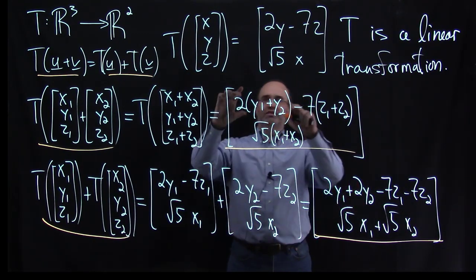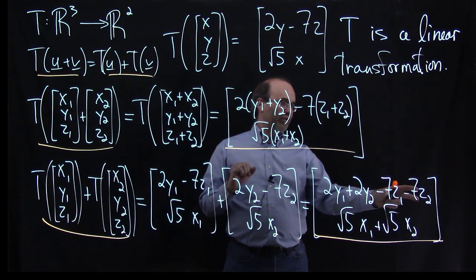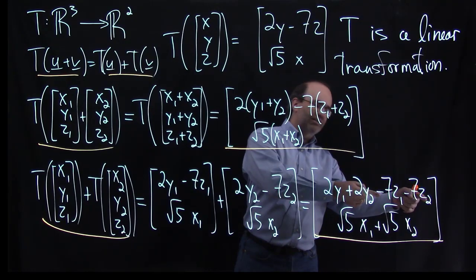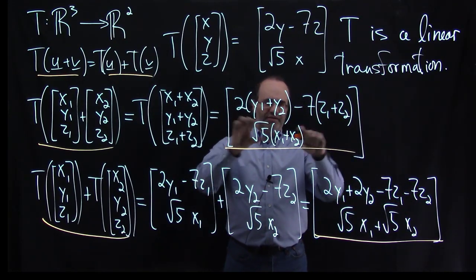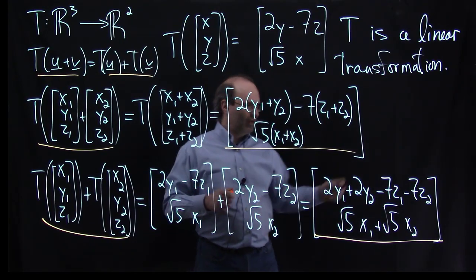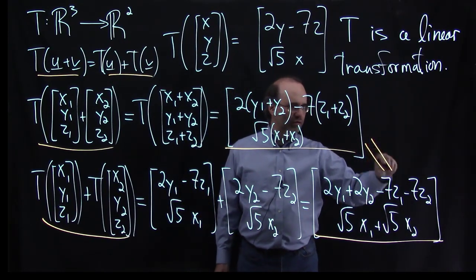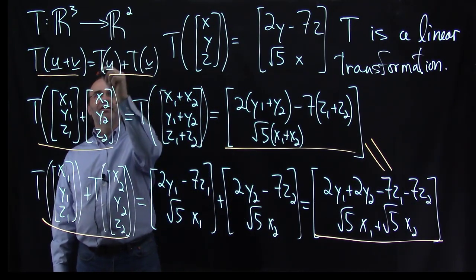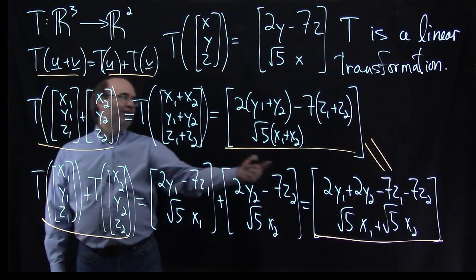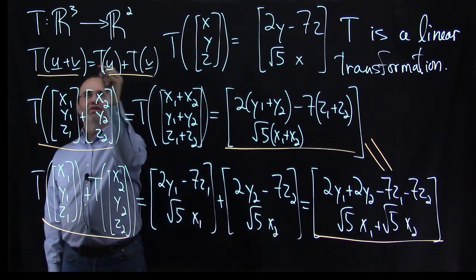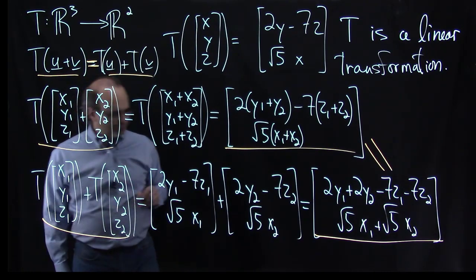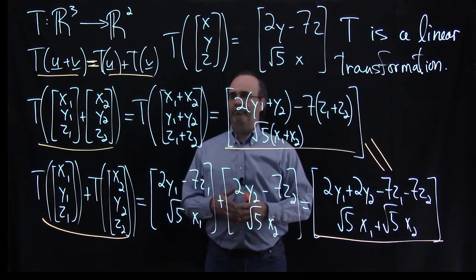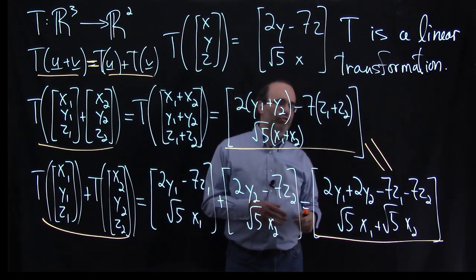2y1 plus 2y2 is 2 times y1 plus y2. Same thing with negative 7 times z1 plus z2: it's negative 7z1 minus 7z2. And the second component equals this one. So these two are equal, this equality is satisfied, and so we do have an equality for any vectors u and v in R3. So this is the first thing to check to see that T is a linear transformation.